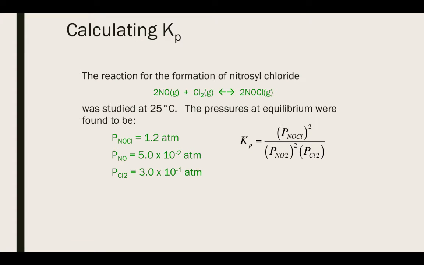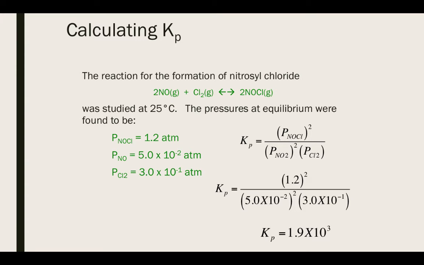Welcome back. Here's our Kp expression. Be sure that you used capital P instead of brackets. And plugging in values, we get a Kp of 1.9 times 10 to the third.